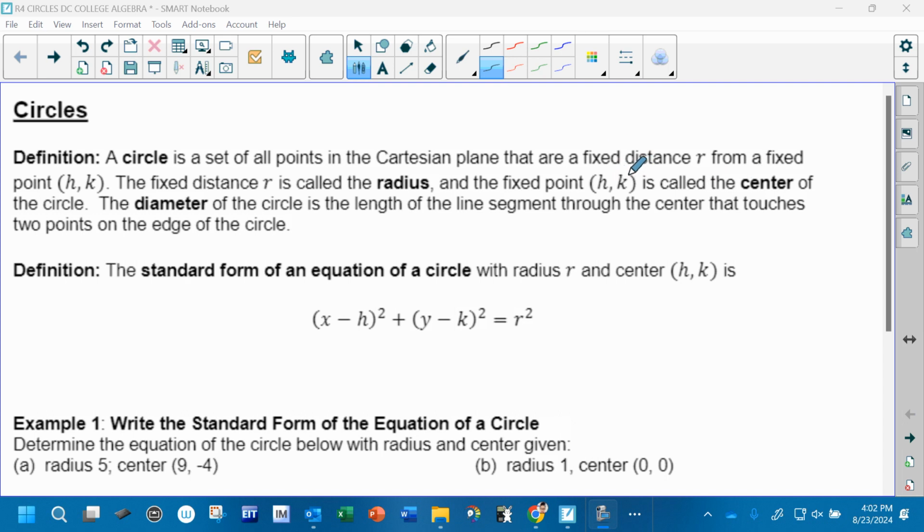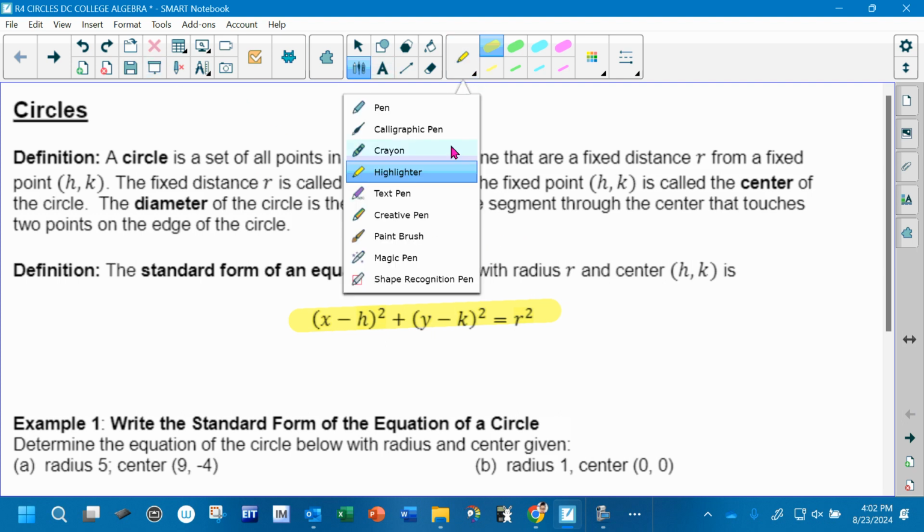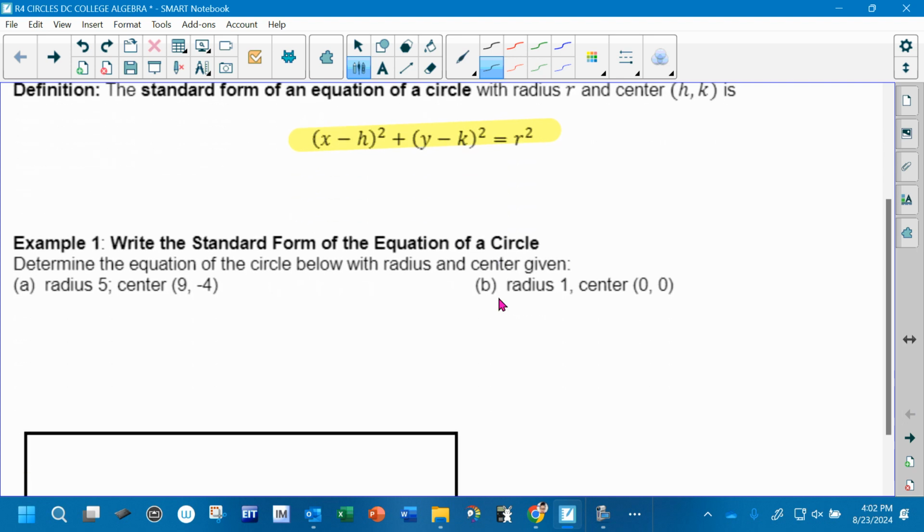It's called (h, k) so you don't confuse it with an edge of the circle, which will be just a regular x and y. So the standard form of the equation of a circle is as follows. We've got (x minus h) squared plus (y minus k) squared equals r squared. All right, so let's go through and do some practice with this.